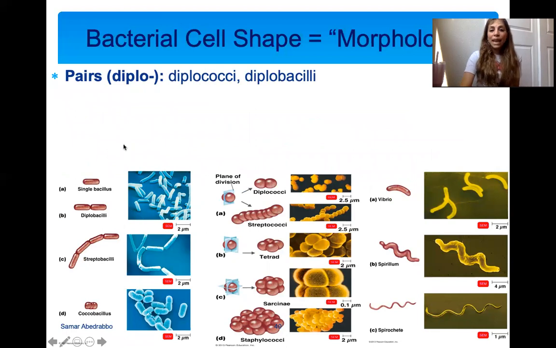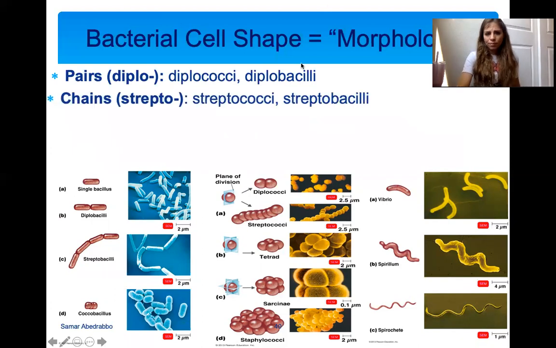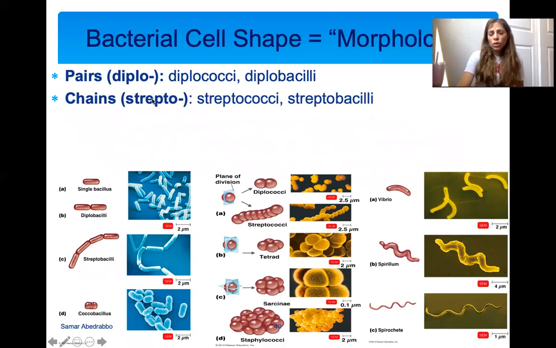So when we see pairs of bacteria, we say diplo. So when I tell you bacteria are diplococcus, it means that two circles are together. That's the morphology of them. There are two coccuses that come together. Diplobacilli are two rods.